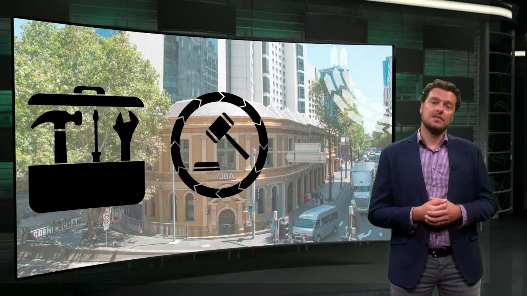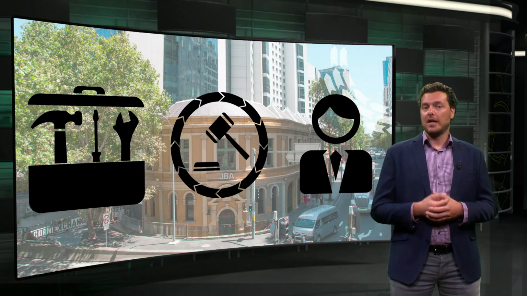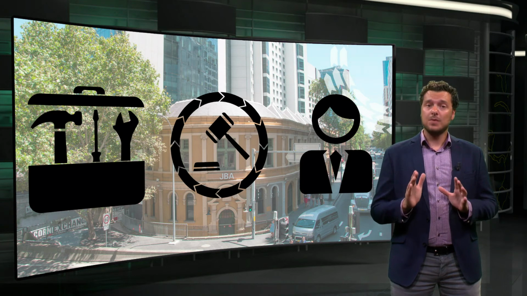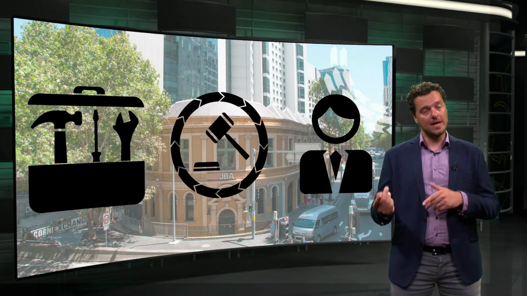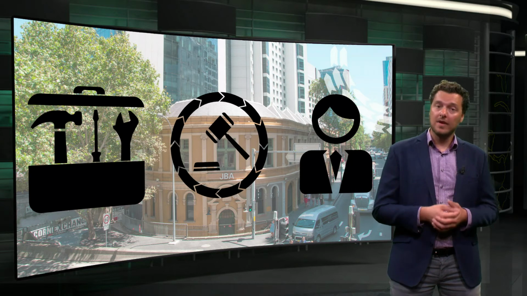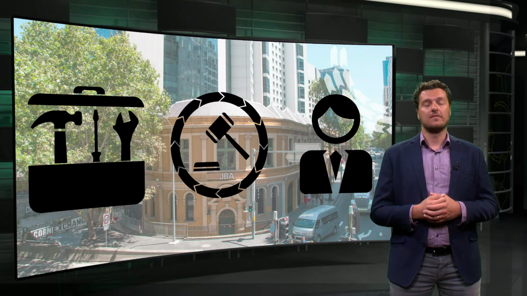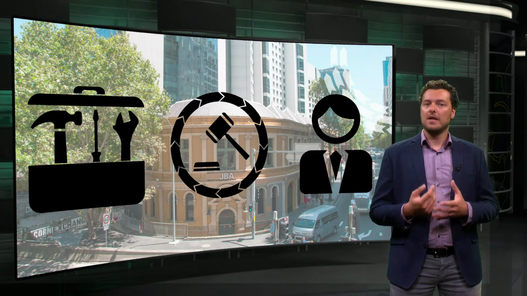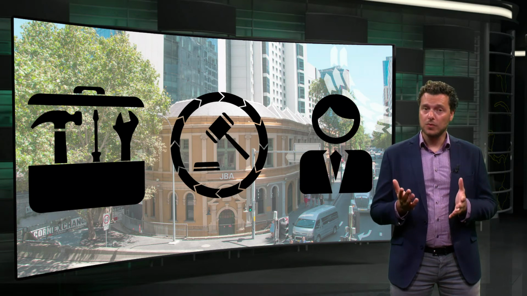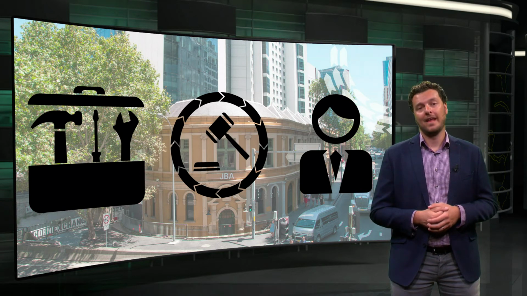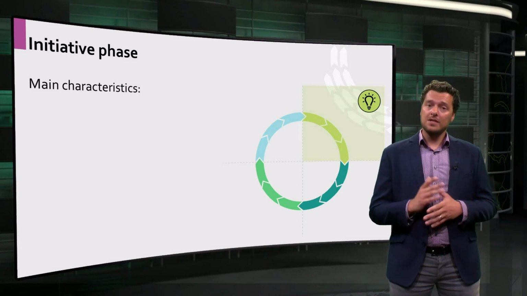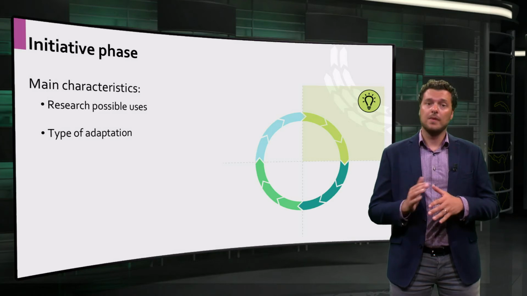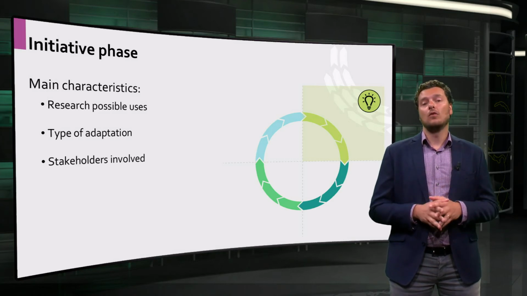In order to make decisions, building adaptation managers can apply specific management tools in each phase. Note that within each process phase, there are specific decisions to be made. So decisions made in one phase influence decisions in the following phases. Let's briefly look at each phase and see what decisions managers need to make and what type of management tools they can use. In the initiative phase, you decide which uses are possible for your building, what type of changes we are going to make, and who needs to be involved in this adaptation.